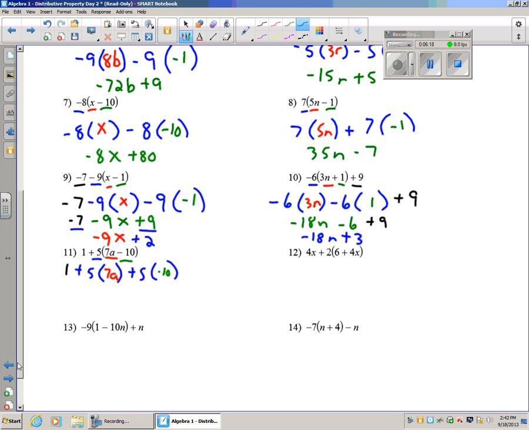When these things combine, again, the 1 just drops down. 5 times the 7a, that gives me 35a. And 5 times negative 10, that gives me negative 50. So I have 35a because it's all the letters first. And positive 1 and negative 50, that's negative 49.